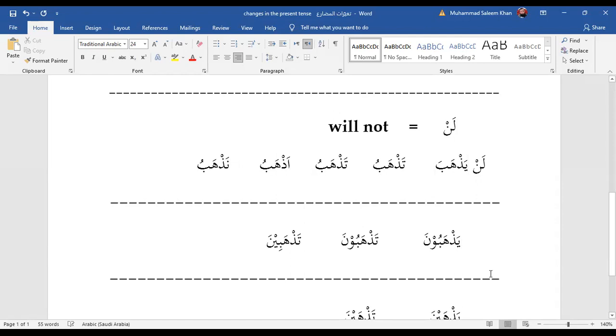If we have يذهبون, here it will be لن يذهبوا. The noon gets dropped and alif is added. Similarly, we have تذهبون, so it will be لن تذهبوا. And what happens to تذهبين? لن تذهبي. You will see here that when we drop the noon, the ya is maintained and takes kasra, so it becomes lan tadhhabi.